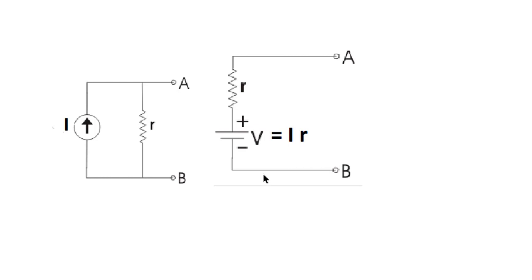Suppose we know the practical current source and want to convert that to a practical voltage source. This is the practical current source, whose magnitude is I, internal resistance is small r. When we want to convert that to an equivalent voltage source, multiply this I with R, then we get a new voltage source, that is V is equal to I into R. We put this resistance in series with the voltage source, like this.